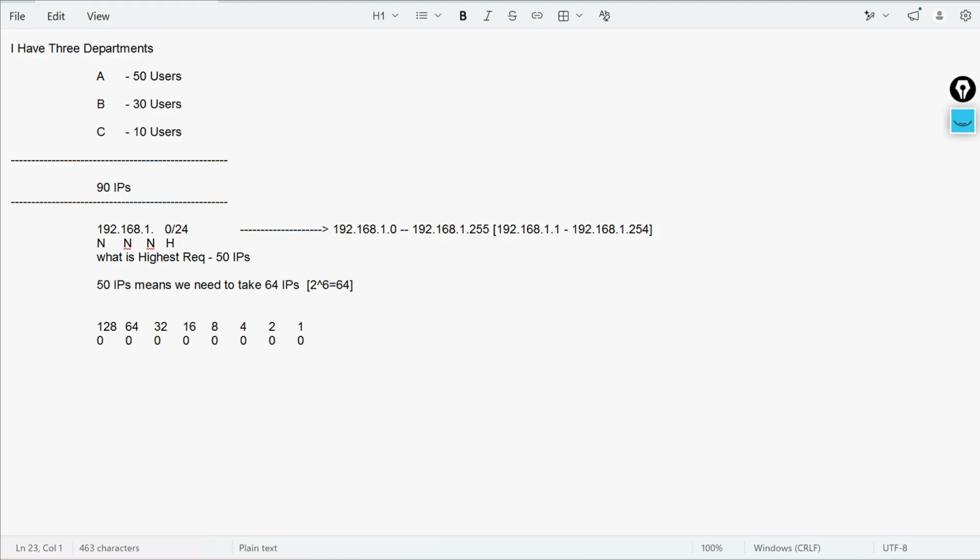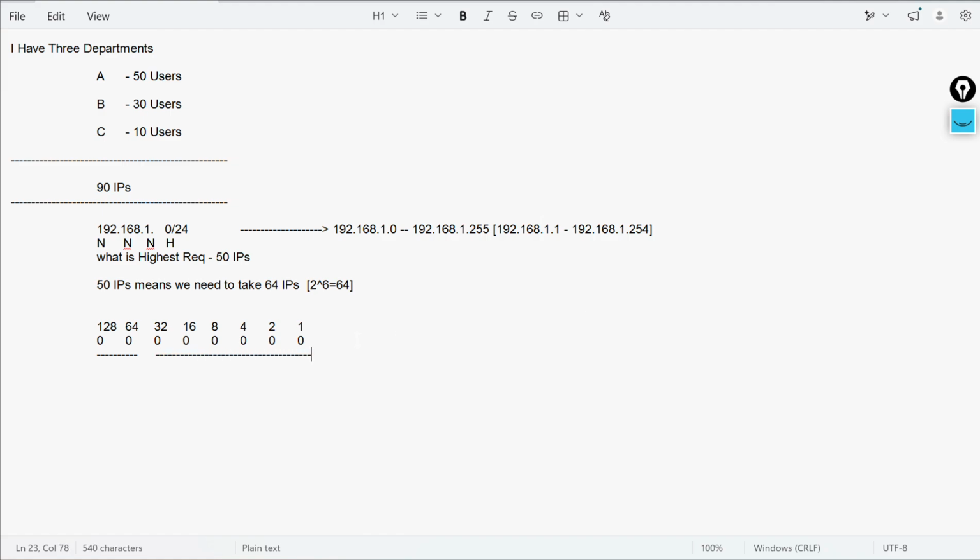Now how many bits do we need to borrow? 2 power of 6. So from right side to left side, 6 bits. Okay. So these two are what? These two are network bits and these are host bits.